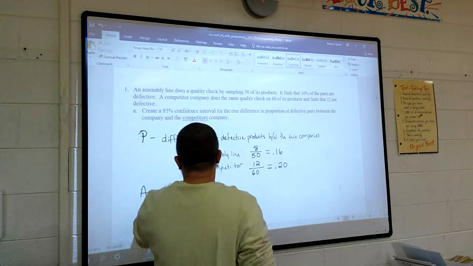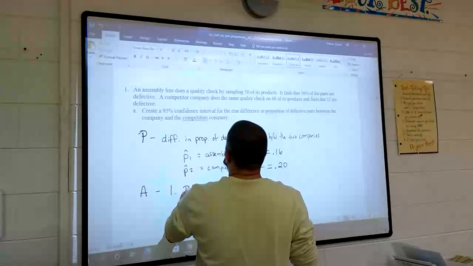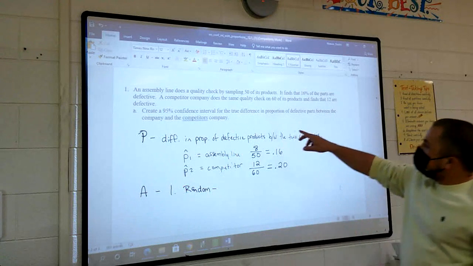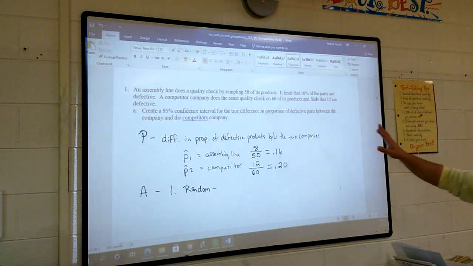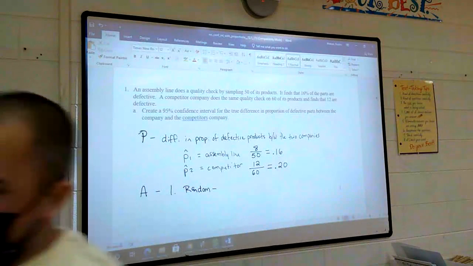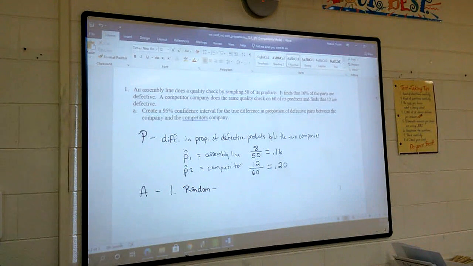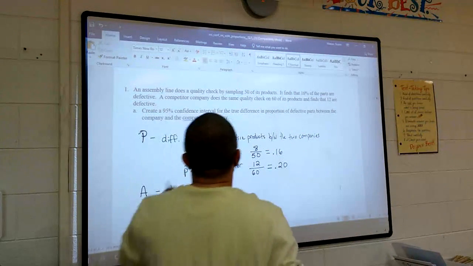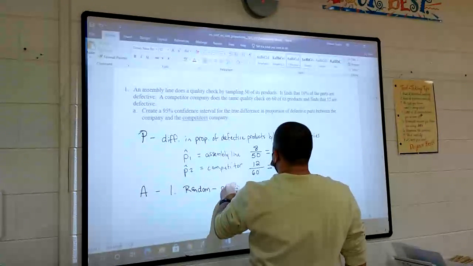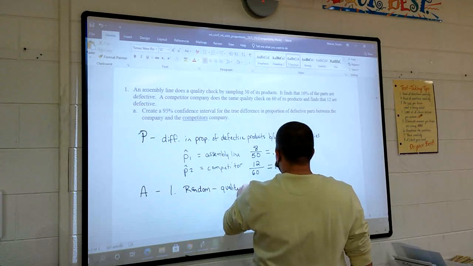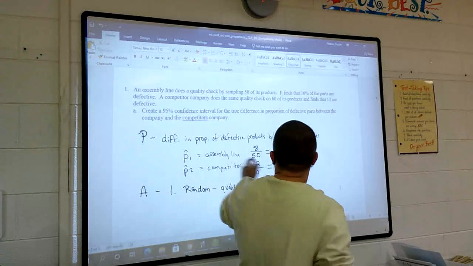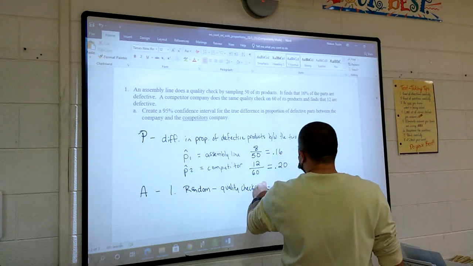The first one is that it is random. Now, it doesn't say on here that it's random, so we can put in there that it doesn't say that it's random. But it does a quality check. So both of them have quality checks. It doesn't say that it's random, but it does say it's a quality check, so we'll check it off there.